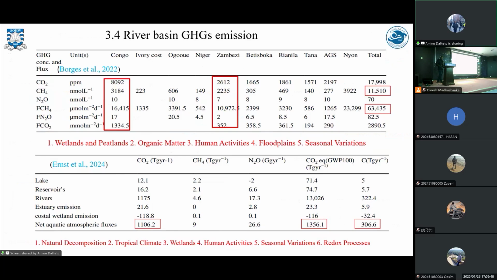But in Africa, such as Congo, rivers emitted high carbon dioxide. Zambezi has the highest emission of carbon dioxide, methane, and nitrous oxides in many studies. In other places, rivers and reservoirs are also emitting high carbon dioxide and methane according to these studies.